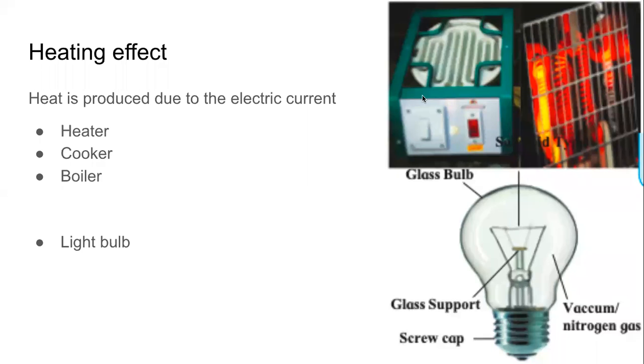What we see is it is producing the light. What we are not able to know is it is also producing heat. Why? Because of the resistance. Electric current is passing through the material. There is a resistance and it produces heat. Very simple. This is called the heating effect.